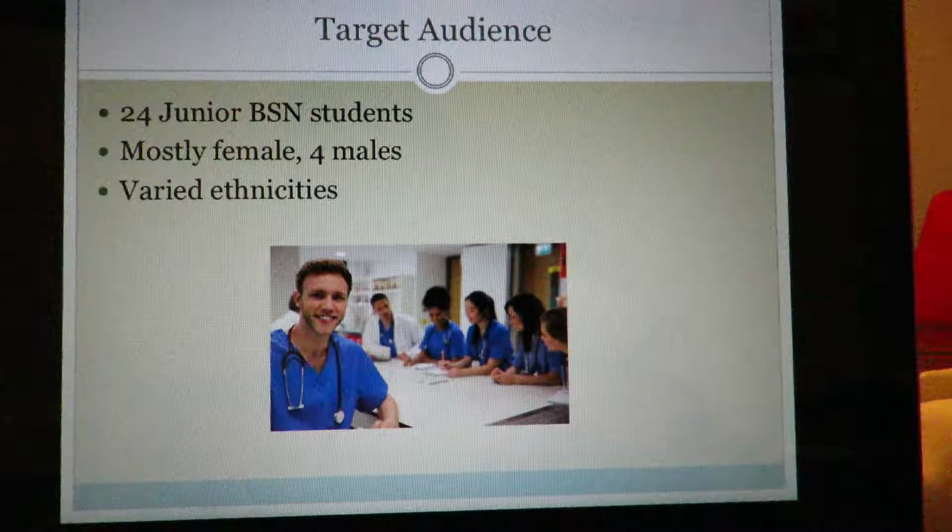The target audience includes 24 traditional junior BSN students. The class consists mostly of female students with 4 males present. Ethnicities are varied and include Caucasian, African American, Hispanic, Asian, and Jewish. The primary language for everyone in the class is English.